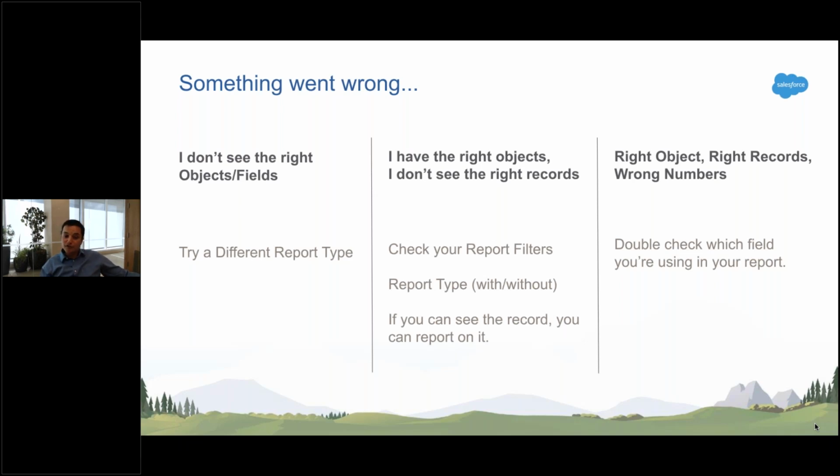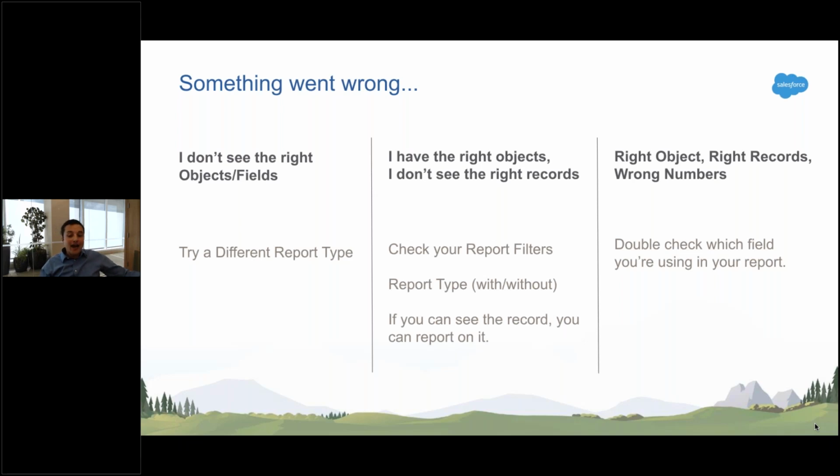So check your filters, make sure your filters are right, and then just check to see if you can even see the record itself anyways, because if you can't see the record, you can't report on the record. So if you can see the record, and you've got the right fields and the right objects in your report type, triple, quadruple, quintuple check your criteria, because that's your problem.